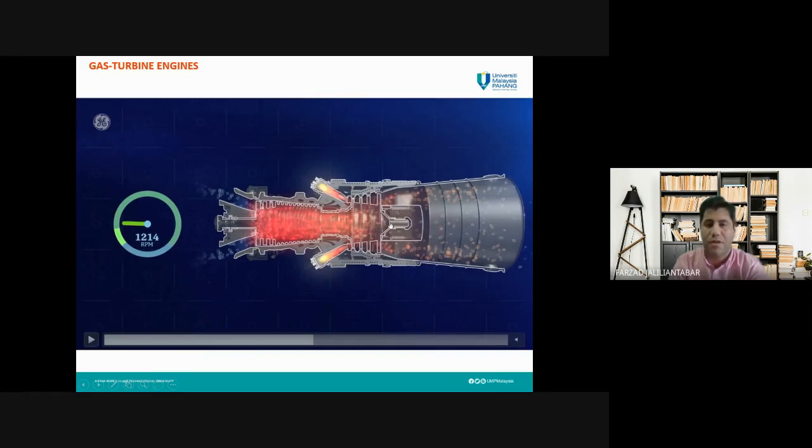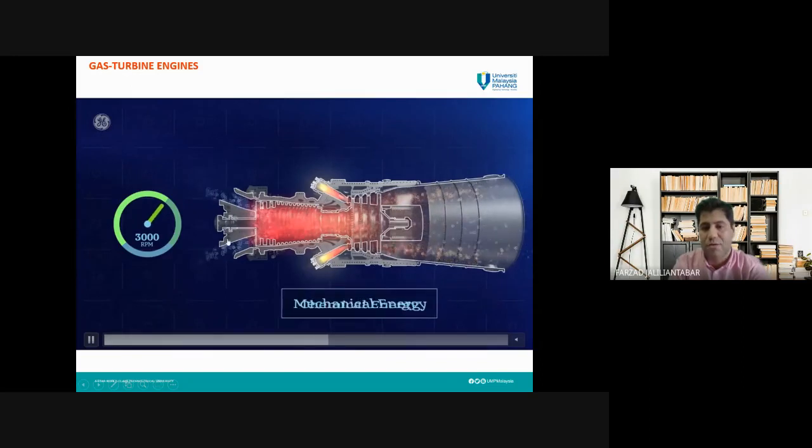and that shaft can be used for different purposes. One purpose is we can connect this shaft to a generator for electricity production. And the revolutions per minute for the turbine here is very high. You can see here it can be 3000 RPM. And during this process, chemical energy is converted to mechanical energy actually.